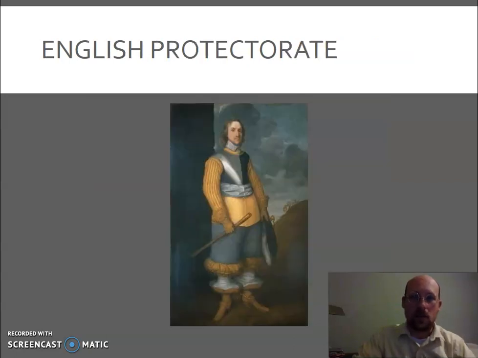Cromwell then later declared that it was no longer the Commonwealth, but it was the English Protectorate, which put him, as the Lord Protector, as the head of the government. And Parliament at this point really didn't even meet.